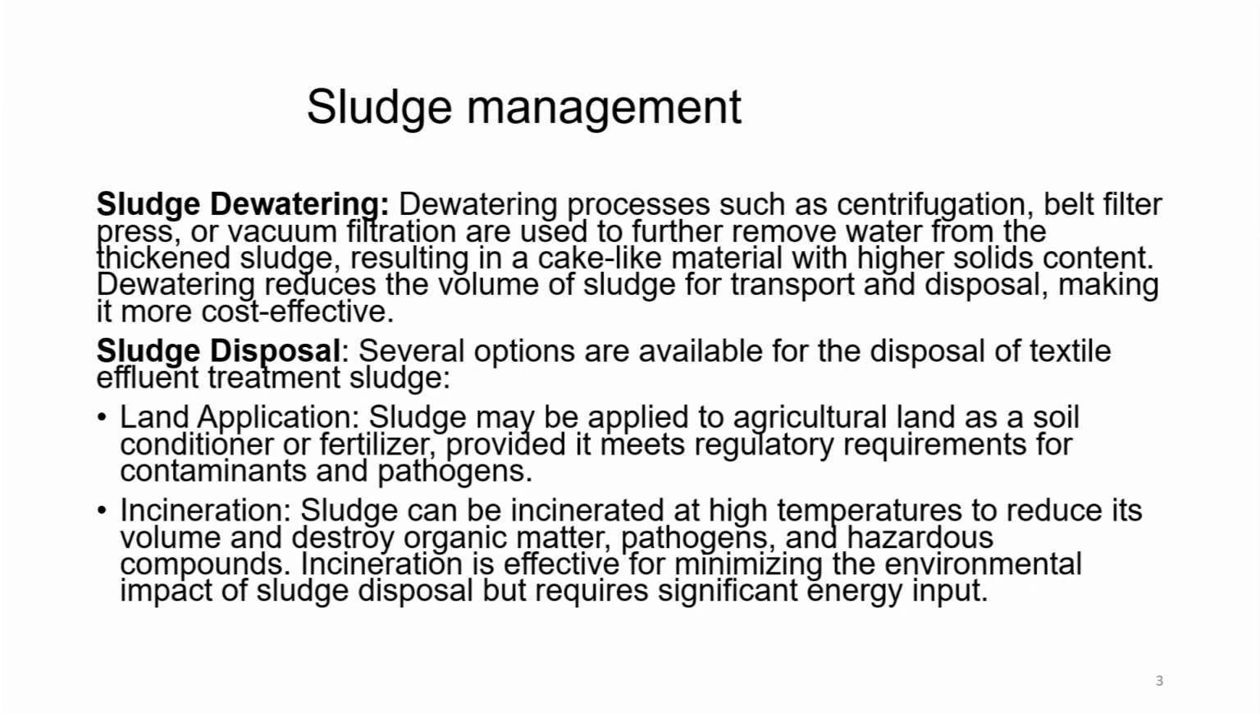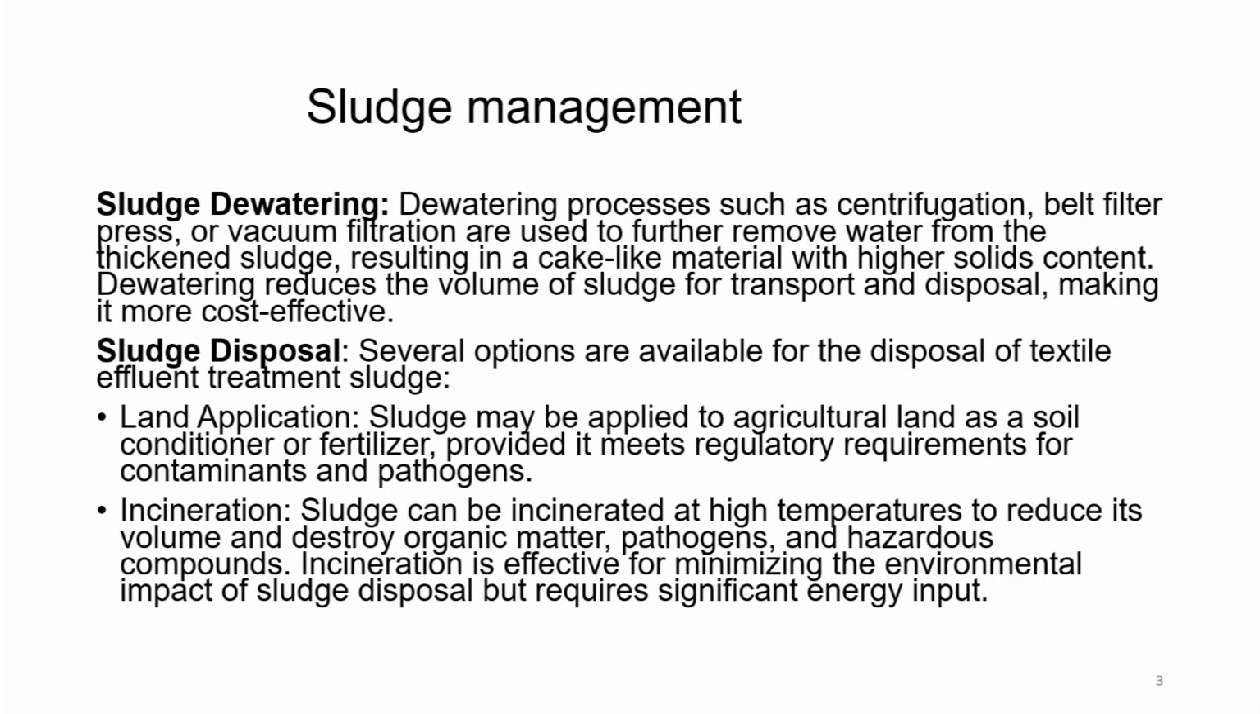Sludge dewatering. Dewatering processes, as the name suggests, such as centrifugation, belt filter press or vacuum filtration are used to further remove water from the thickened sludge, resulting in a cake-like material with high solids content. Dewatering reduces the volume of the sludge for transport and disposal, making it more cost effective.